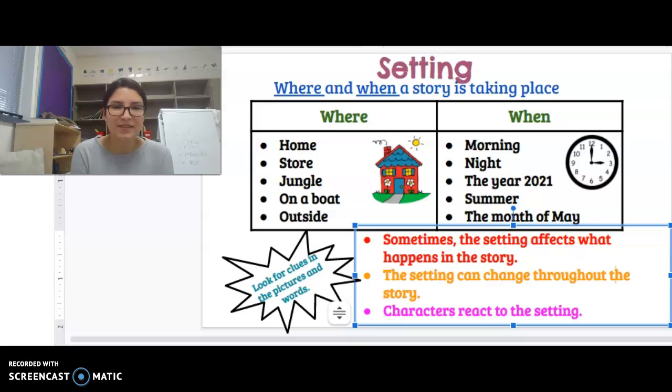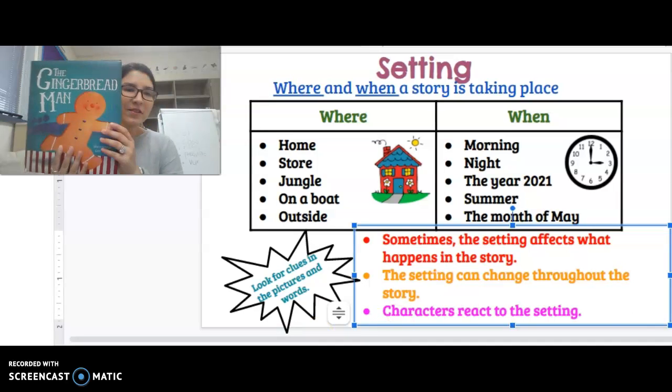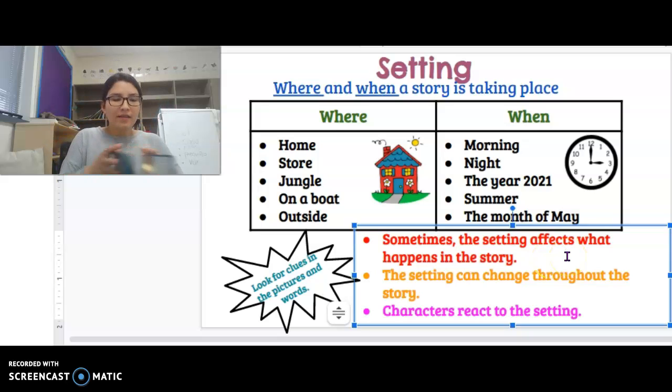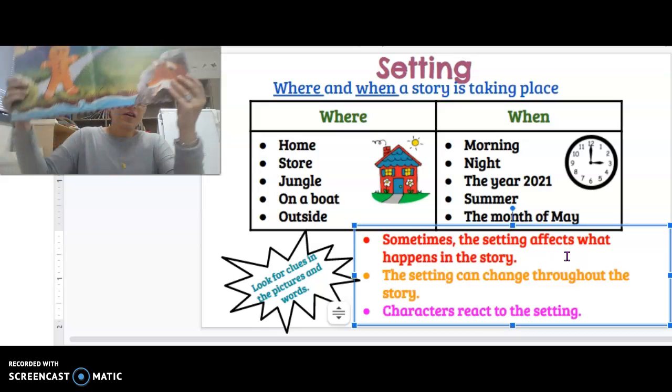All right, let's talk about this. Sometimes the setting affects what happens in the story. So let me get an example and we're going to talk about the setting. Earlier this week we read The Gingerbread Man. Now, what I mean by sometimes the setting affects what happens in the story, well, the Gingerbread Man, as we know, is trying to get away from all the different characters, the cow, horse, pig, the old woman, and the old man. But then he's stopped because he comes across the river, right?